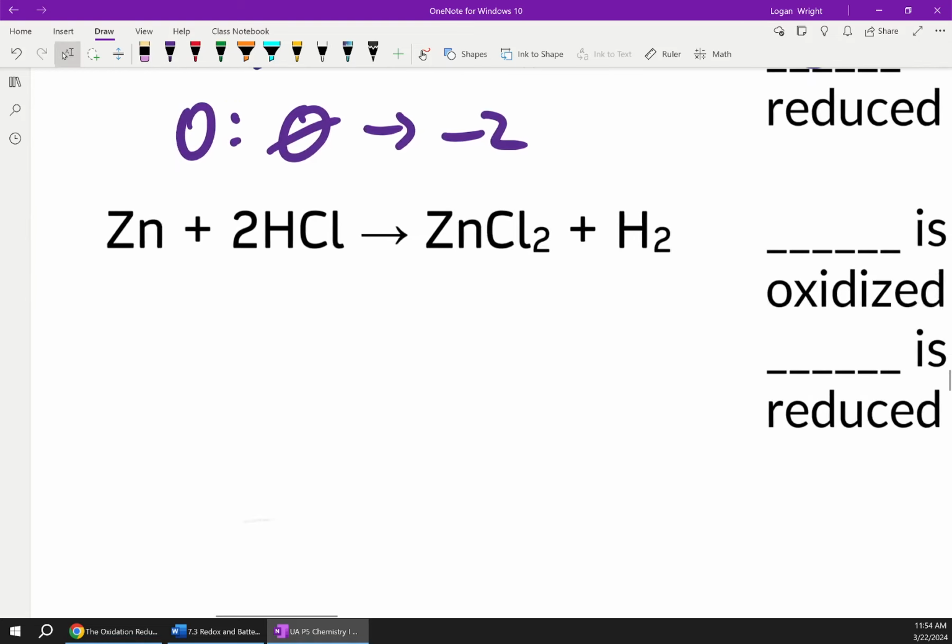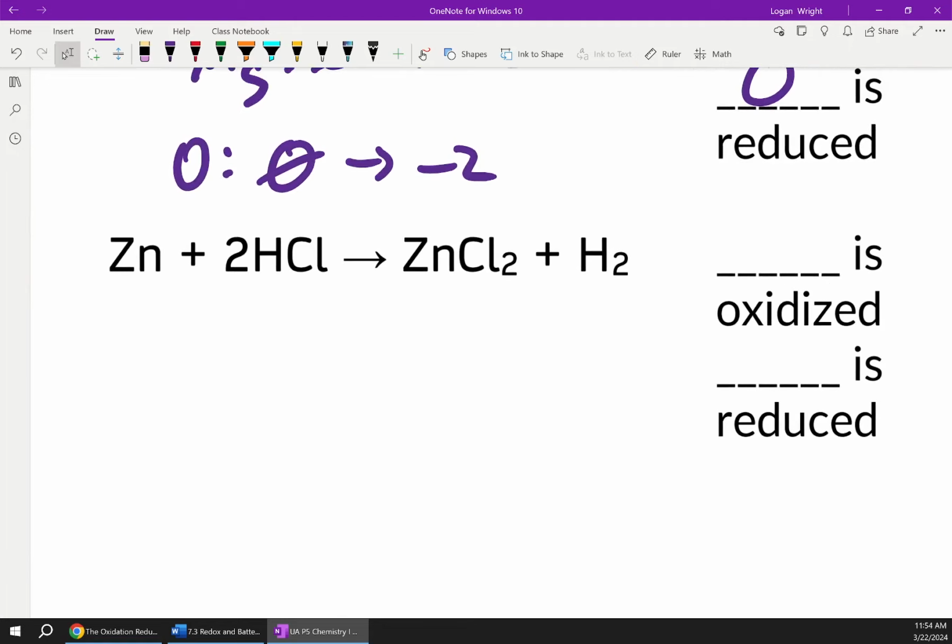Last one. Zinc, 0. What do I know about HCl? It's covalent, and it's not 0, but we know hydrogen is +1, so chlorine has to be -1.